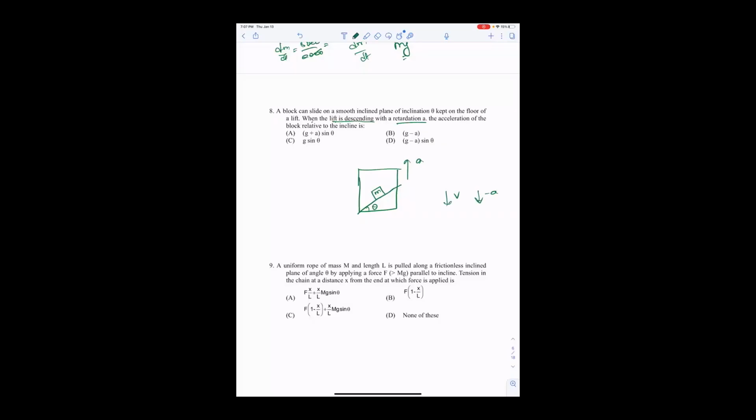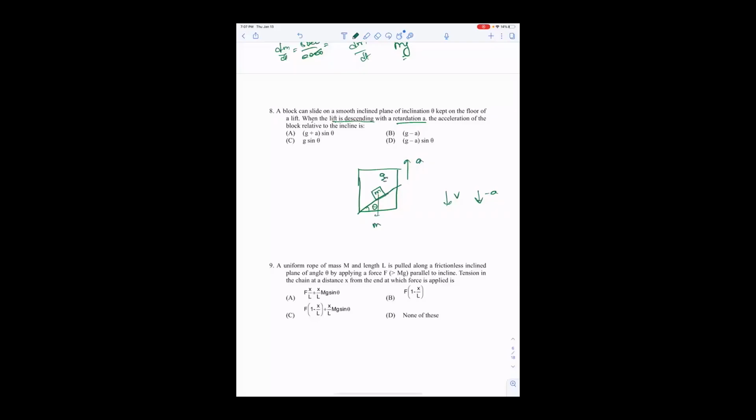It's like just when you are going from 5th floor to ground floor. So while reaching the ground floor, it is coming to rest. That is when the lift is actually accelerating up, right? So though you are going down, it is accelerating up. The acceleration of the block related to the inclined plane. So he's asking if you are inside the lift, then he's asking with respect to you.